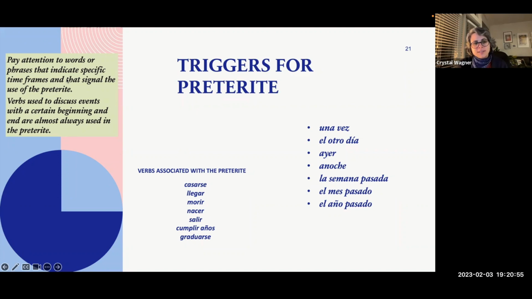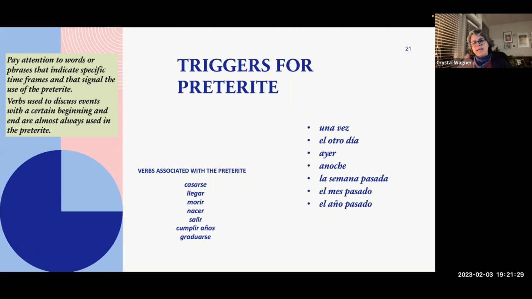Pay attention to words or phrases that indicate specific timeframes. Always think of finite timeframes that signal the use of the preterite, and of course, beginning or end of an action. Verbs used to discuss events that have certain beginnings or ends, or that are just a one-time thing that happens, then definitely that's going to be the preterite. For example, casarse, to get married, right? You don't go get married for an extended period of time. You just do it. It's an event. It's a one-time thing. It happens. It's done. Llegar, to arrive.